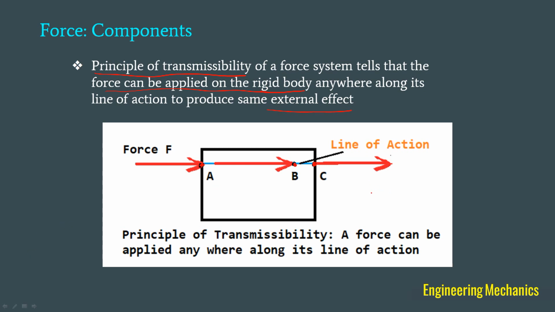So that means here we don't bother about what is happening to the body internally. For example, here if force F is acting at point A, a little part around this point may be subjected to compression. Whereas if you are applying force F at point C, a little part around this point C may be subjected to tension. So that's called internal effect. So in the definition of principle of transmissibility, we don't bother about the internal effect. Okay, next.